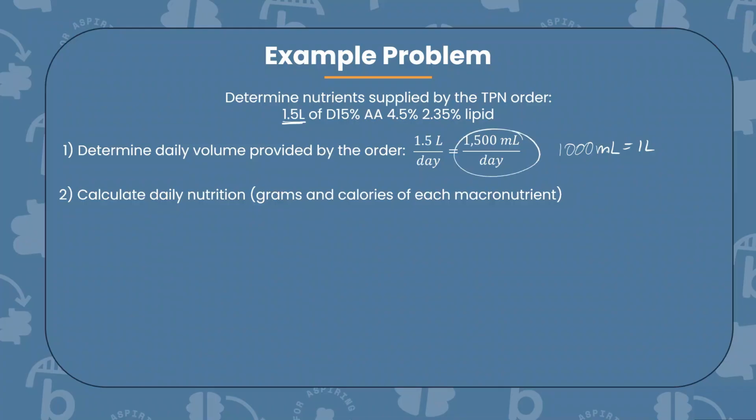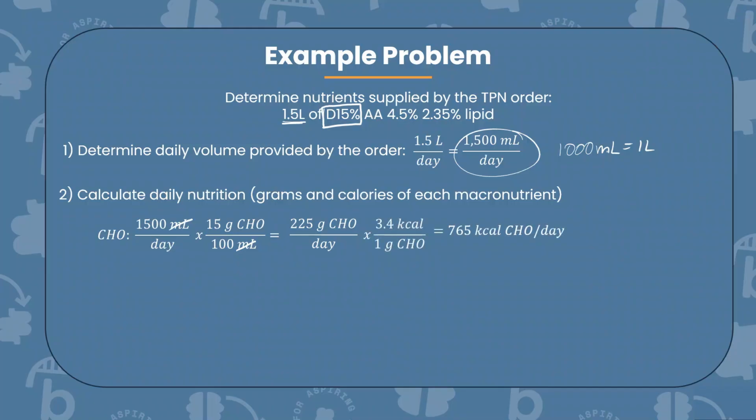For carbohydrates, we need to convert the volume into grams of carbohydrate. Since it's D15, that tells us that it's 15% dextrose, or 15 grams of dextrose in every 100 milliliters of solution provided. So if we have 1,500 milliliters of solution provided, then we're getting 225 grams of carbohydrate, and this carbohydrate is dextrose. If we can remember that there's 3.4 calories in every gram of dextrose, then we can convert from grams of dextrose into calories from dextrose. Every day, if we give 1,500 milliliters of this solution, 15% dextrose, that's 765 grams from dextrose every single day.